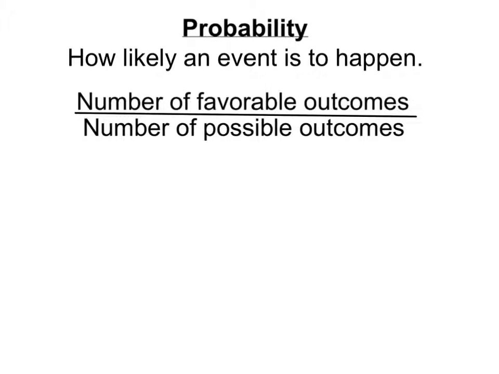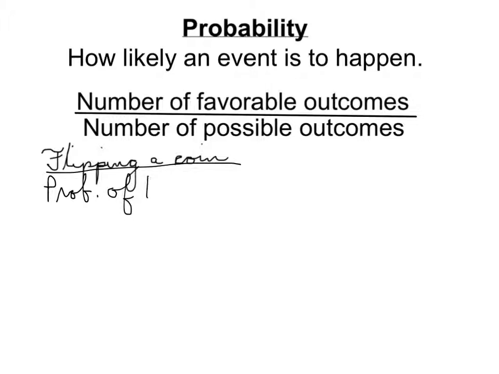Probability is how likely an event is to happen. Mathematically, it can be calculated by taking the number of favorable outcomes and putting it over the number of possible outcomes. Here, favorable means the number of outcomes that we're looking for. For example, if we're talking about flipping a coin, and I want to know what is the probability of flipping heads.